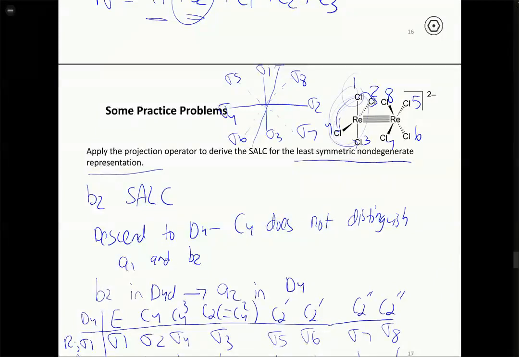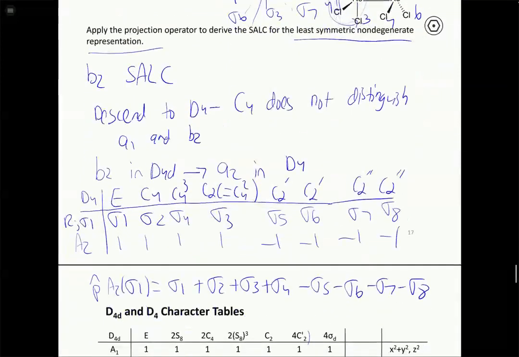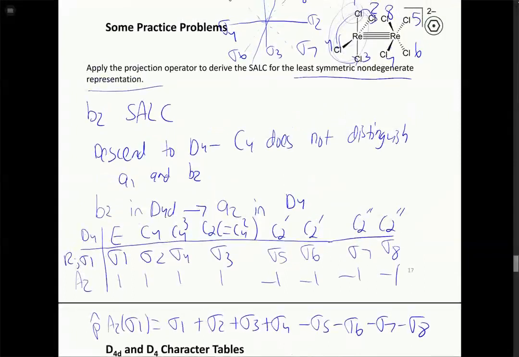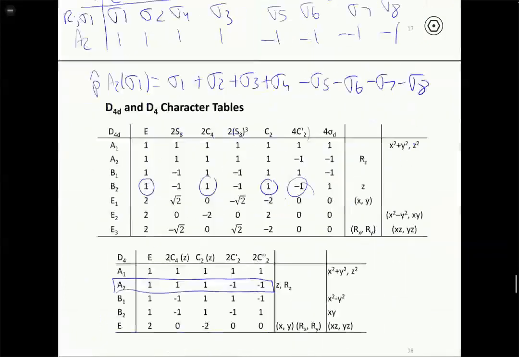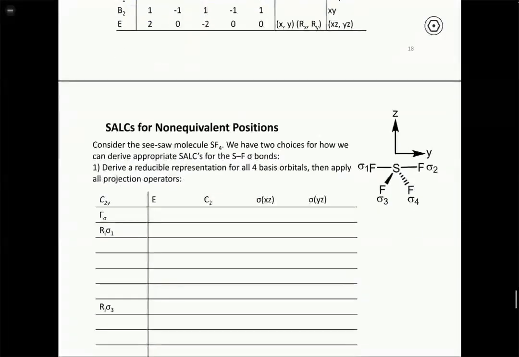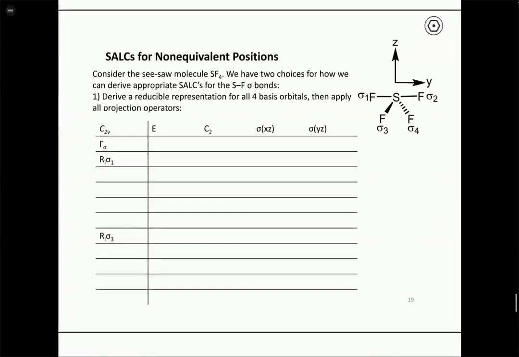That's a little bit of a weird one. We'll talk more about metal-metal bonding later, which is, I think, the more interesting part of these types. But again, we can use the same approach that we developed for determining symmetry adapted linear combinations for metal ligand sigma orbitals as well. The last thing I want to talk about are SALCs for non-equivalent positions.